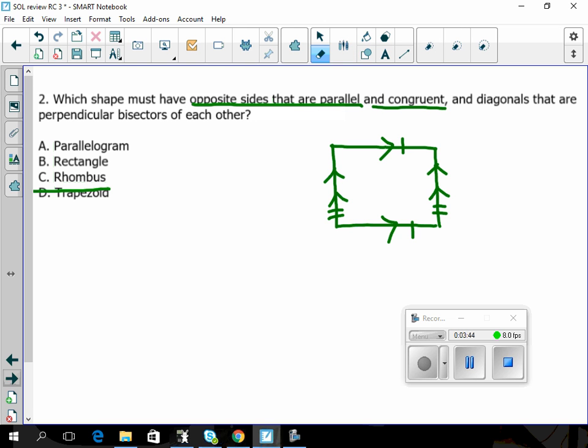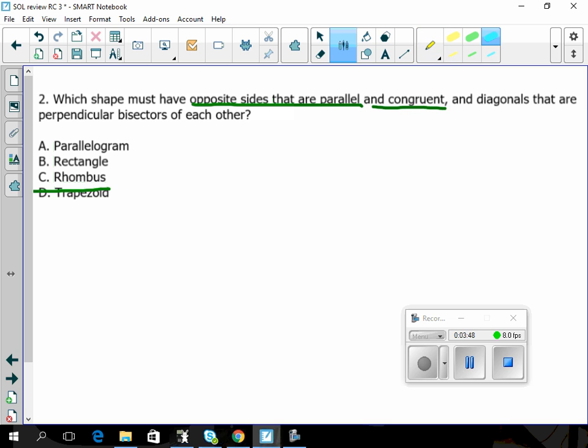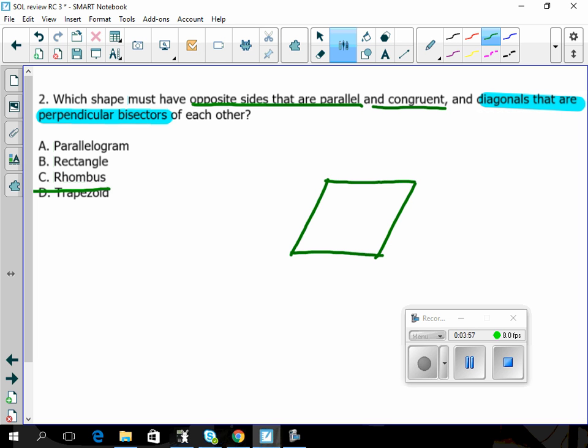Any parallelogram at all, that's true. But now we're going to add some interesting information. Now we're going to add that the diagonals are perpendicular bisectors. Ooh, the diagonals are perpendicular. Well, we should know that in a rhombus, the diagonals are perpendicular. So really there wasn't a whole lot of work there. It was just knowing your properties. Let's go on to question 3.